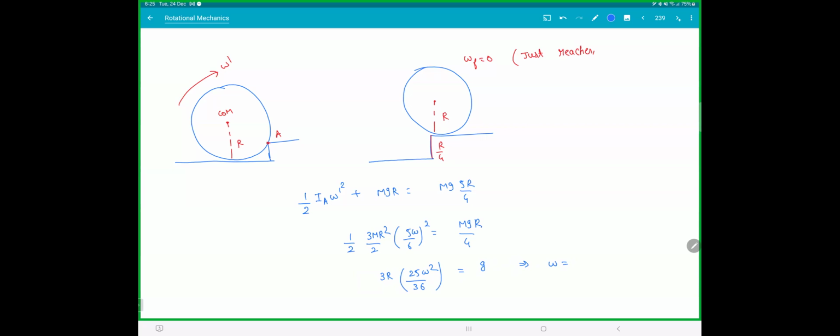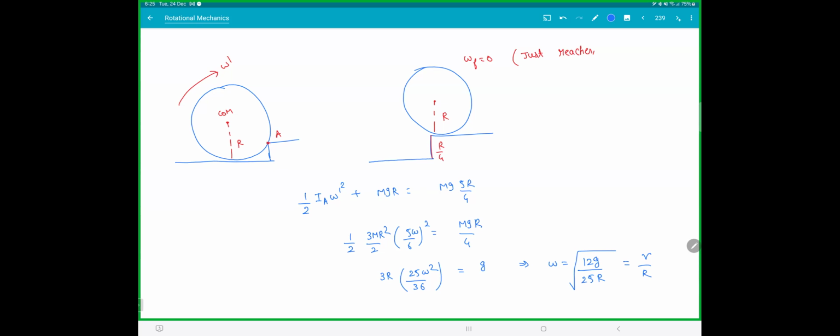Omega will be root of 12g by 25R. That's your omega. This is equal to v by R, so v will also come. I can make g 10 and simplify further, but there.